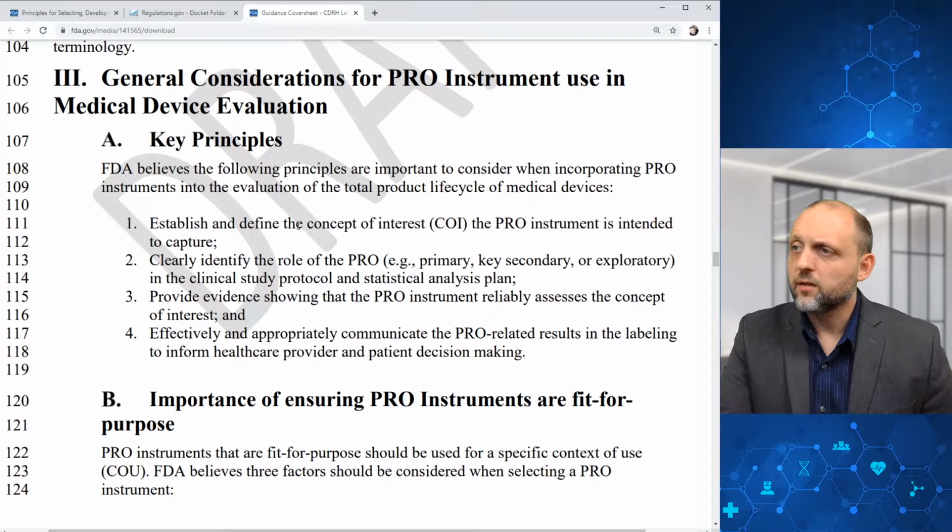So here next, the general considerations for PRO instrument use in medical device evaluation. FDA lays out some key principles here. One, establish and define the concept of interest, or COI, the PRO instrument is intended to capture. Two, clearly identify the role of the PRO, primary, secondary, or exploratory, in the clinical study protocol and statistical analysis plan. Three, provide evidence showing that the PRO instrument reliably assesses the concept of interest, and four, effectively and appropriately communicate the PRO-related results in the labeling to inform healthcare provider and patient decision-making.